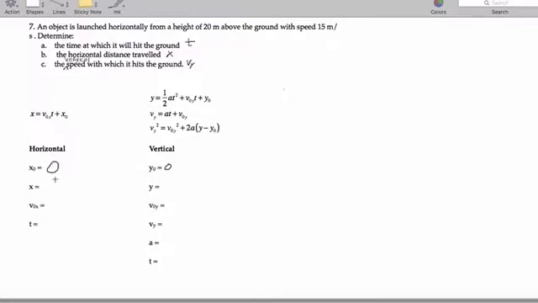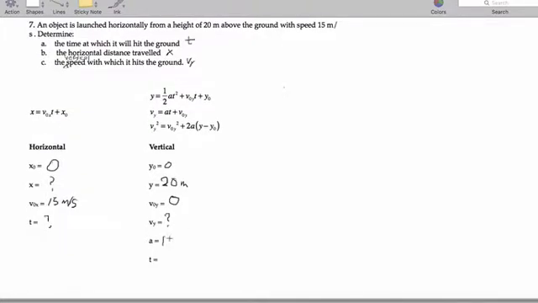So we got x naught is 0, x is unknown, v naught x, that is the 15 meters per second that we launch at horizontally. And our time is unknown. Now, y naught is 0. y is the 20-meter height that we fall to the ground. v naught y, well, we're launching horizontally, so that means our initial y speed is 0. vy at the end is unknown. That's what we're going to be solving for. a is 10 because it's gravity, and t is unknown.